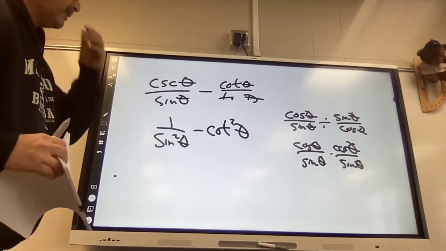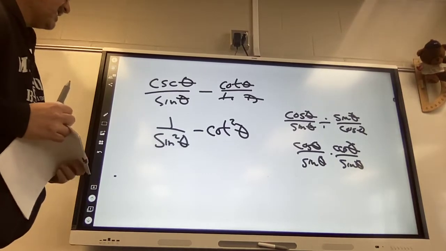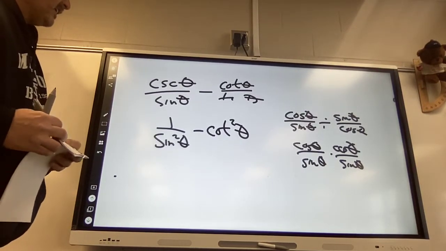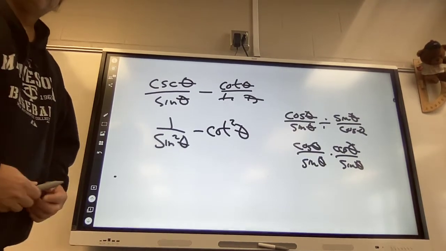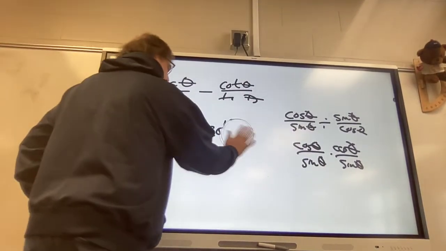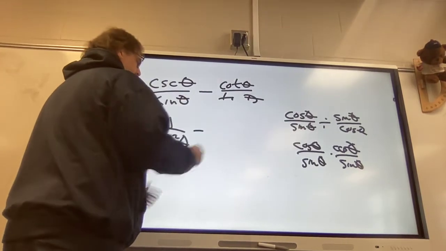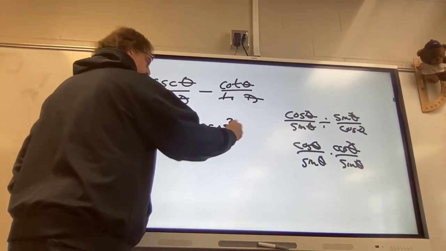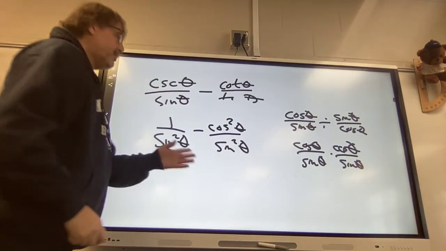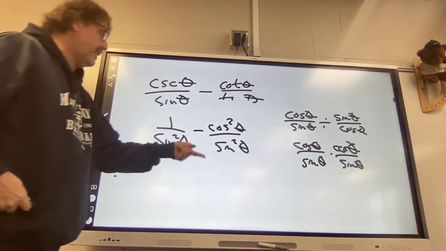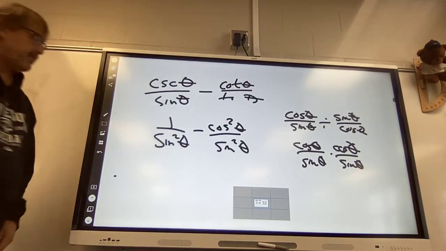Any mistakes along the way? Hey, I just thought of something. You know what would have been way better? To keep that as common denominators. Cotangent was fine, but here, this is better because now I have common denominators. That's better.